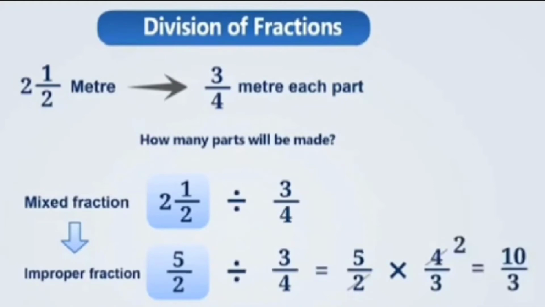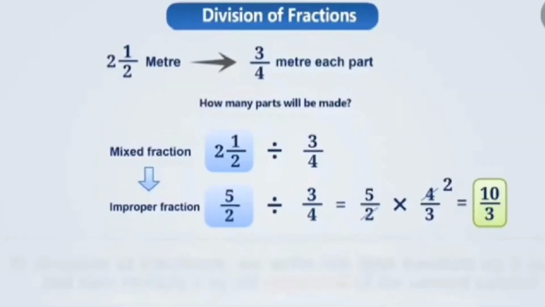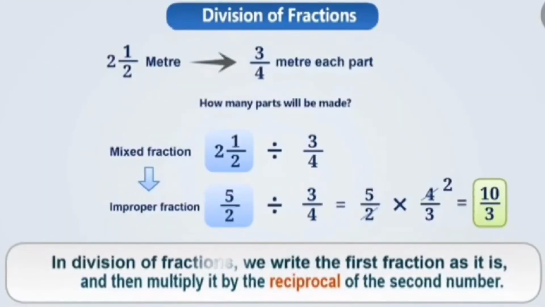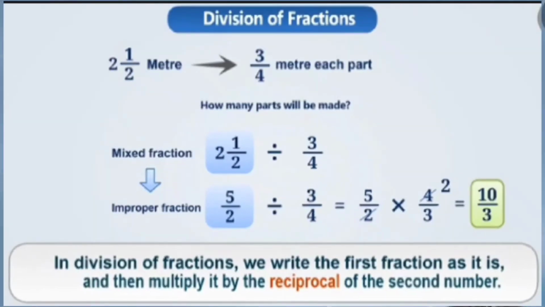That is, from a 2.5 meters long ribbon, we will be able to make 10 by 3 pieces, each measuring 3/4 meter of a ribbon. We can say that in division of fractions also, we keep the first fraction as it is and then we multiply it with the reciprocal of the second fraction.